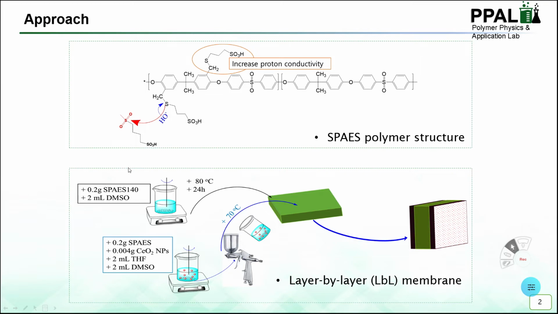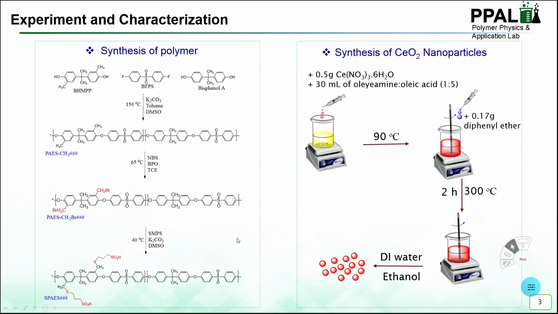And this is the process of how I prepare the layer by layer membranes. I will spray the SBAES solution containing 2 or 4% of the cerium oxide onto both surfaces of the pristine SBAES membrane. And this is the process of how I synthesize the SBAES polymer and the cerium oxide nanoparticle. If you are interested in my topic, you can read clearly about that in my paper with the same title.